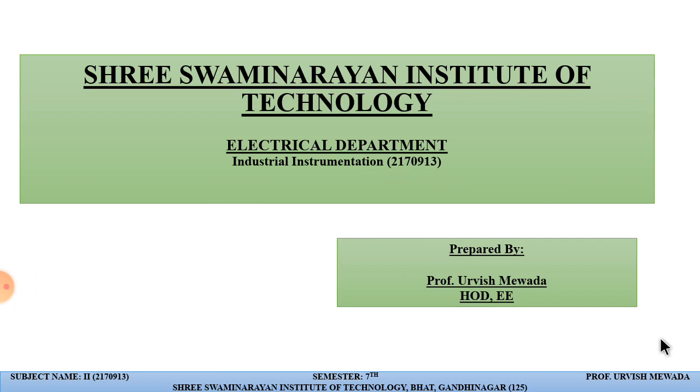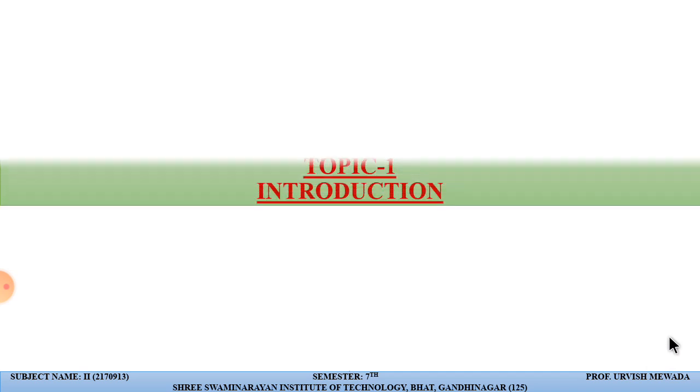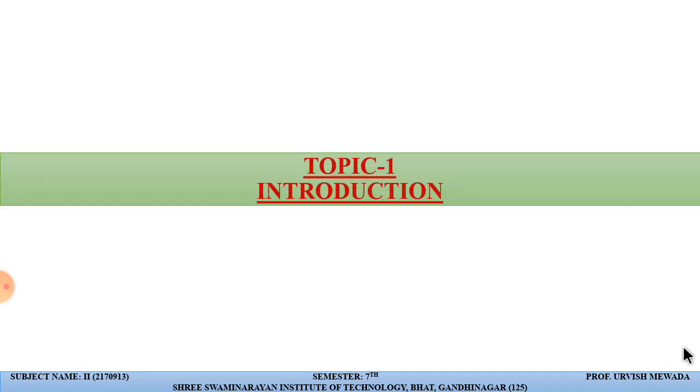Before we start the new chapter, in the last three lectures we studied the introduction and classifications of the transducer, and the basic requirements of the transducer. Now this is our fourth lecture, and we are starting a new chapter, chapter number 2, strain gauge. In the strain gauge, we start with topic number 1, that is introduction.